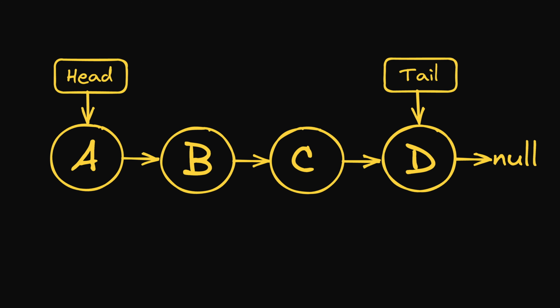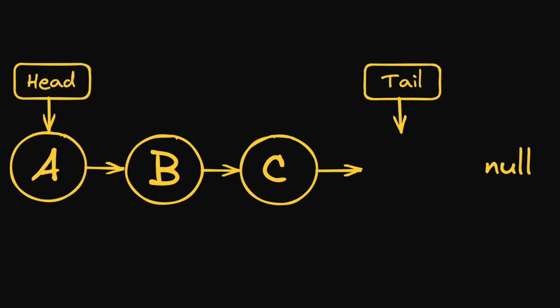First, we will have to break the link between the second last node, that is C, and the last node, that is D. To do this, we will set c.next property to null. But how do we access C? We don't have a direct reference to it. We only have access to the head and the tail pointer.